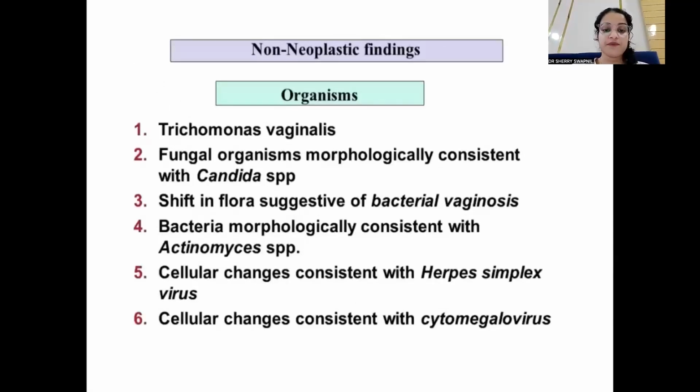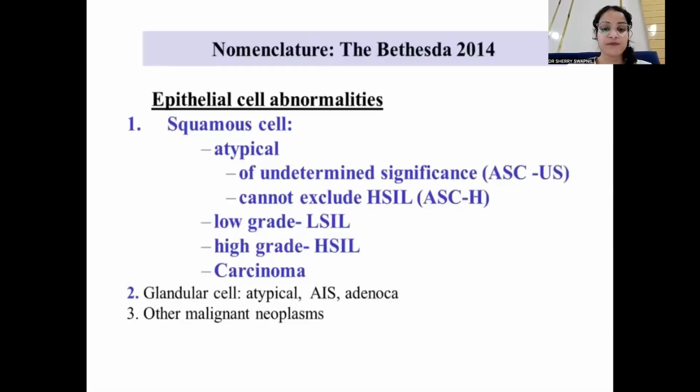Next slide, please. So these are the organisms that we can see. These are the common organisms: Trichomonas, fungal organisms generally involving Candida, bacterial vaginosis or actinomycotic colony, cellular changes that can be associated with HSV or cytomegalovirus, and changes associated with HPV.